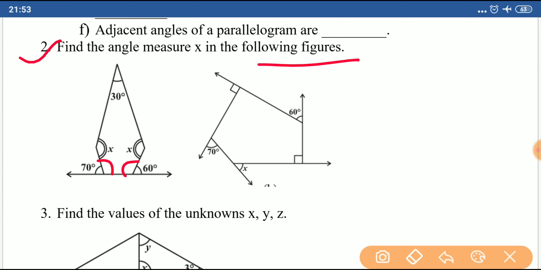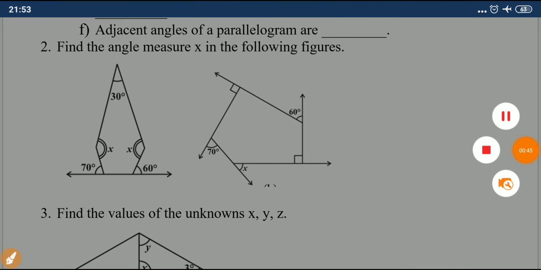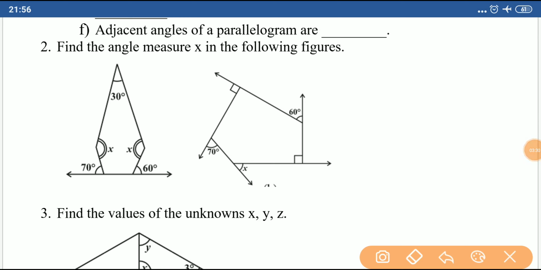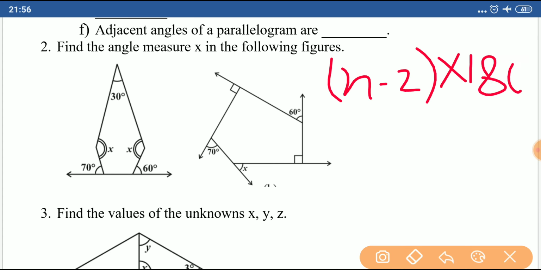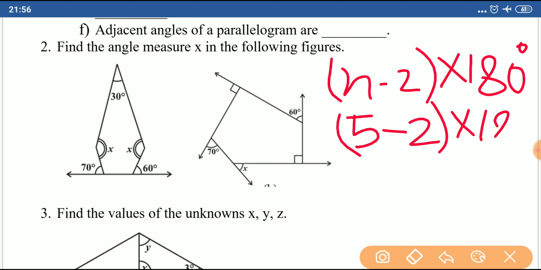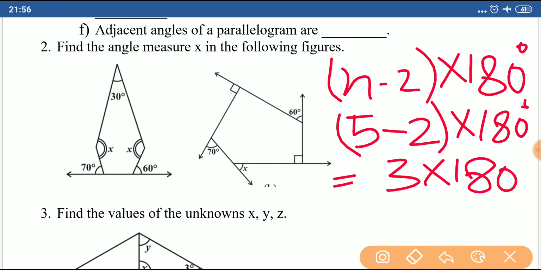So now you can find the sum of the angles of the pentagon, and you know the formula for that also. First you will find the sum of the measure of the pentagon. The formula is (n minus 2) into 180 degree, where n means number of sides. So pentagon has how many sides? 5. So (5 minus 2) into 180 degree. You will get 3 into 180 degree, so your sum is 540 degree.